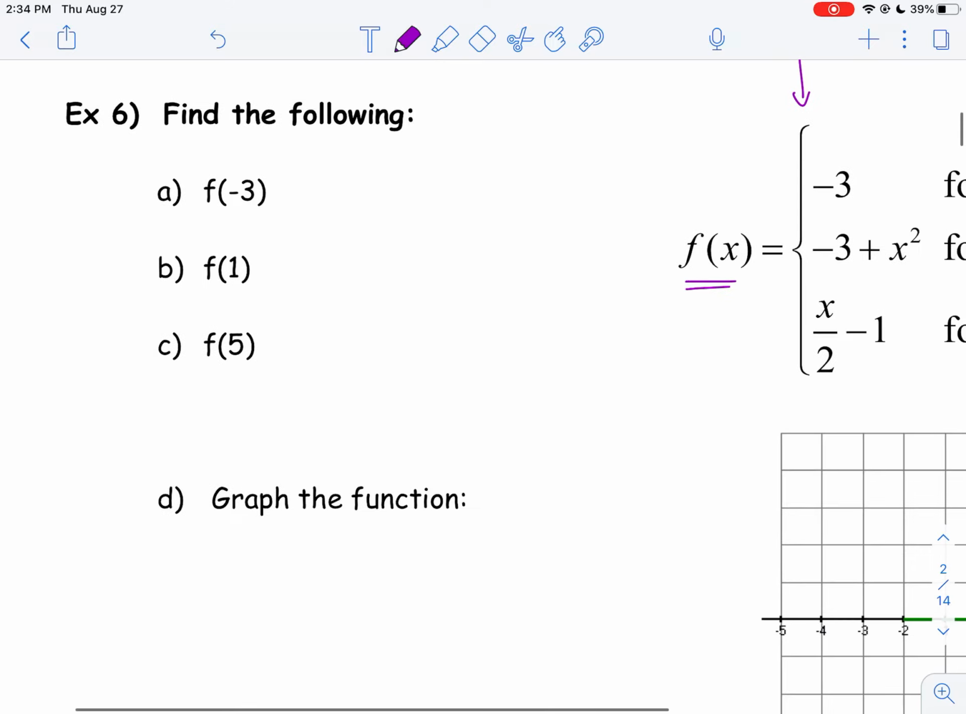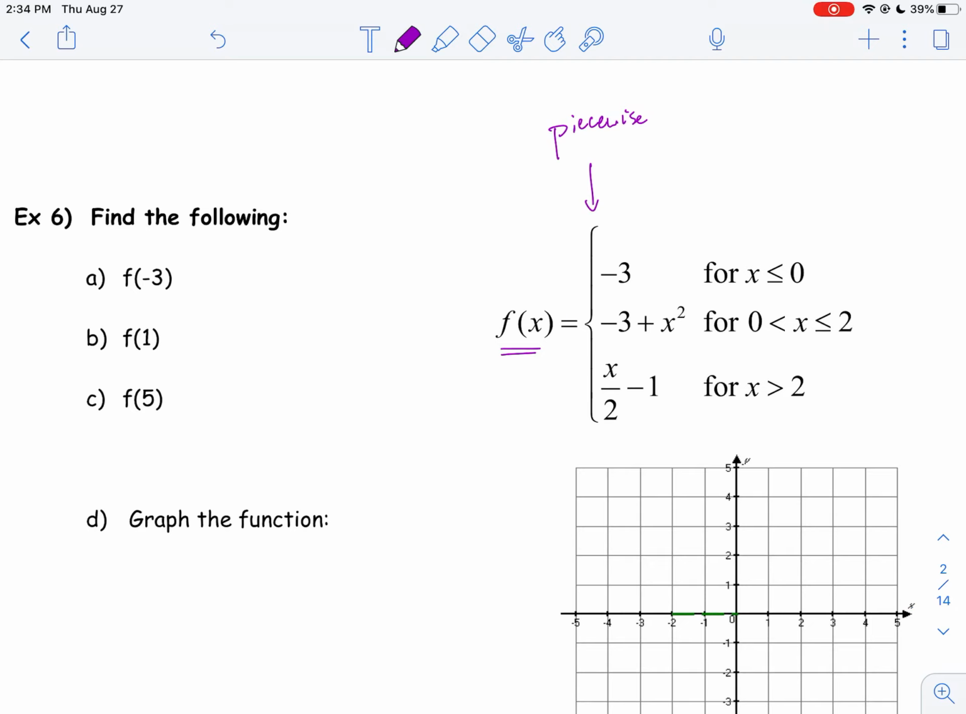So let's just try this out. F of negative 3. Well, you can see x is negative 3, so we need to use this piece of the function. In that case, my y value is just negative 3. How about for f of 1? You can see x equals 1. That means we're going to need this piece of the function, all the values between 0 and 2. So I have negative 3 plus 1 squared. That's going to give me negative 2.